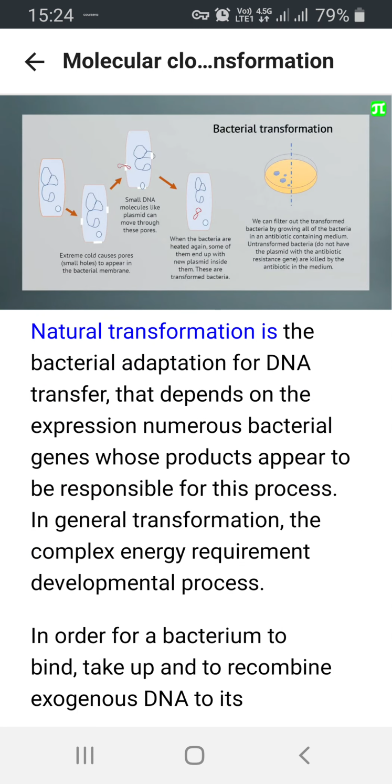Natural transformation is the bacterial adaptation for DNA transfer that depends on the expression of numerous bacterial genes whose products appear to be responsible for this process. In general, transformation is a complex, energy-requiring developmental process.